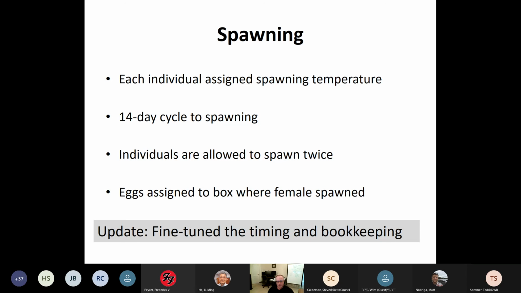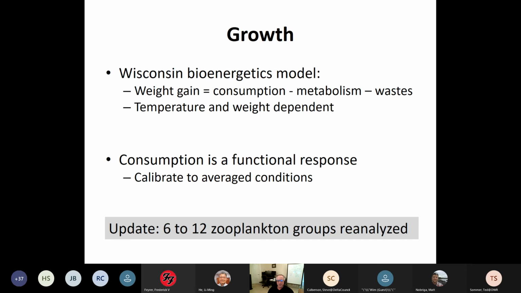The bookkeeping is tricky. So then they become yolk sac, and then they become larvae and they start feeding. And we went from 6 to 12 zooplankton groups on that reanalysis in the update. It gives us a lot more flexibility in how we look at other food conditions for certain questions. Before, you had to map it to the 6 that were in there.